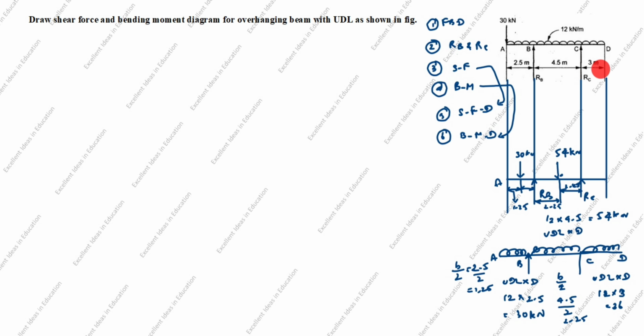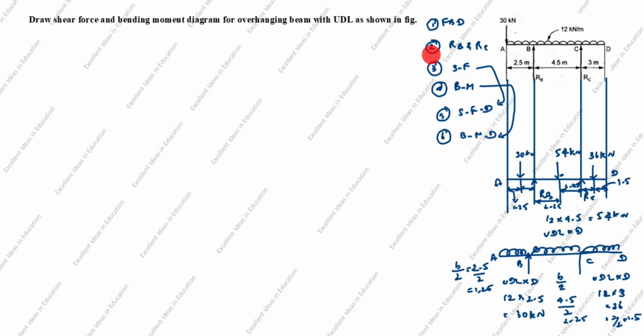How will you find the distance in this case? This is given as 3. So B by 2, so 3 by 2 is equal to 1.5. So this load is 36 kilonewton. Distance is 1.5. Here is also 1.5. This is D. Now we finished the FBD.